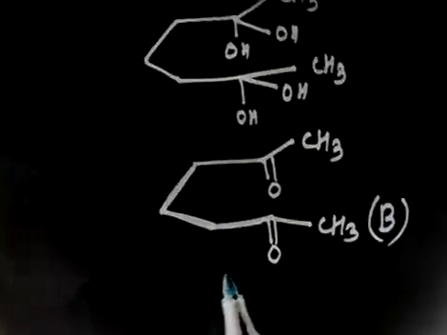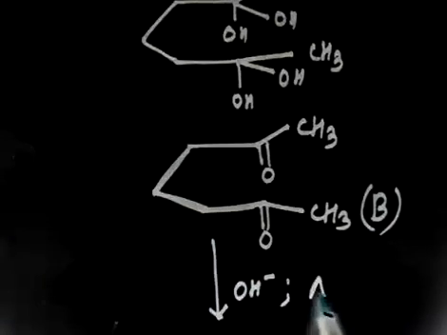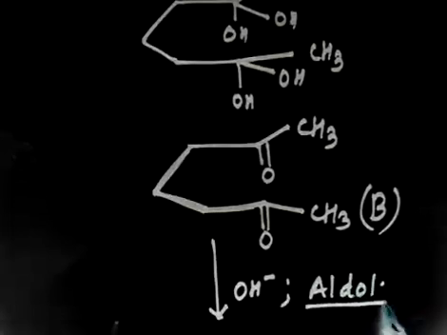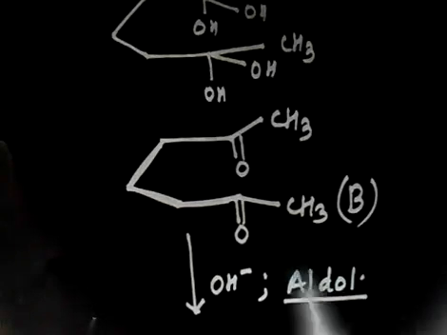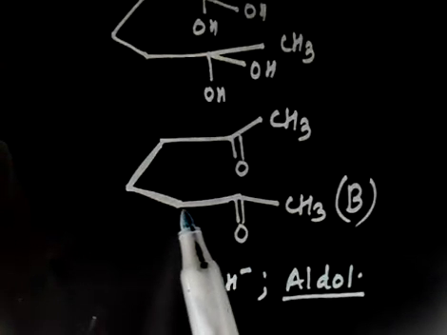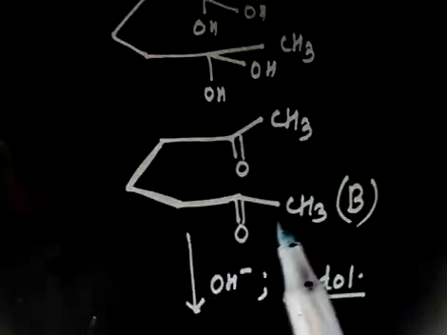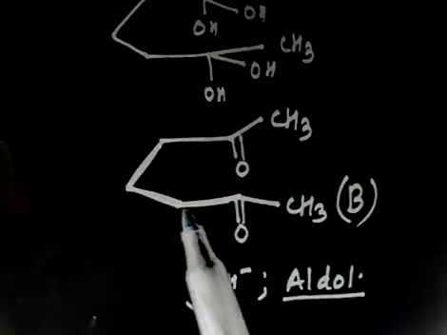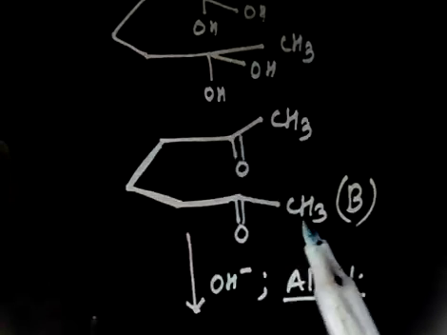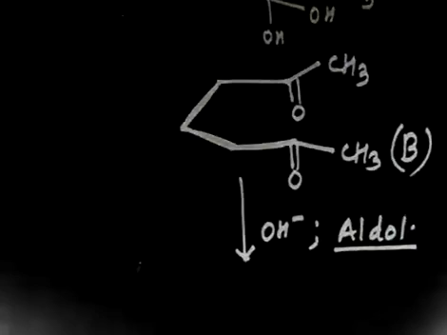The next is, if this compound is treated with OH minus, that is nothing but aldol condensation. So what will happen in this case? Now we have two options. I can make a carbanion here. If I make a carbanion here and attack, I will have a 4-membered ring. Another option, if I make a carbanion here and attack here, I will have 1, 2, 3, 4, 5, 6-membered ring. So this is the better possibility, because that gives me a 6-membered ring.